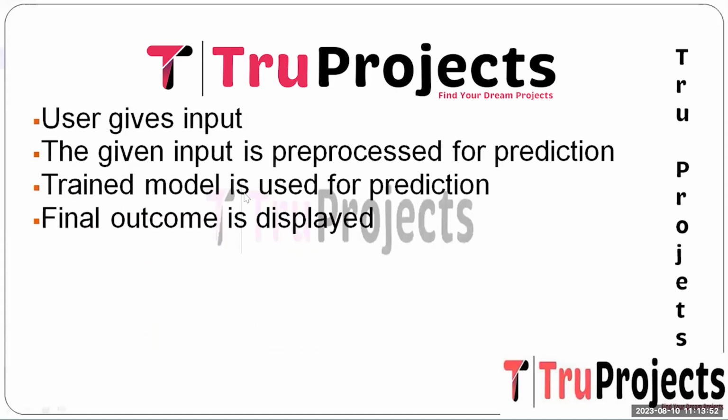And the next one is user gives the input. Here we build a Flask framework as a web interface where the user can provide the input, which in this case will be the plant leaf image for diagnosis of the disease. And the next step is the given input is pre-processed for prediction. The user input is pre-processed, which includes transforming the input image to match the format the trained model expects.